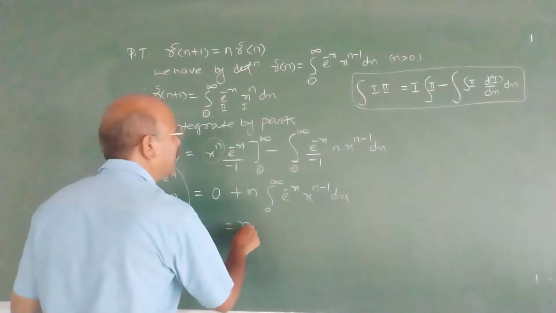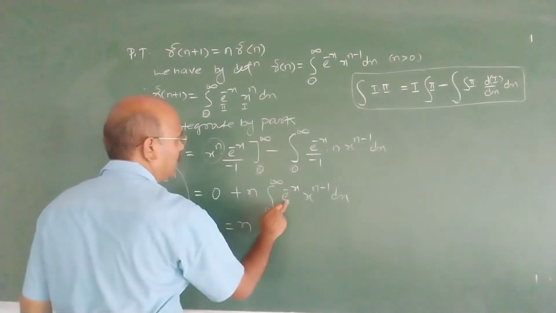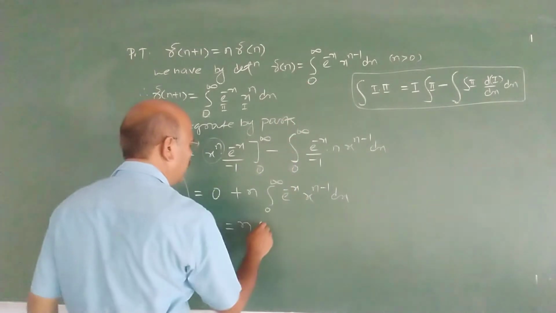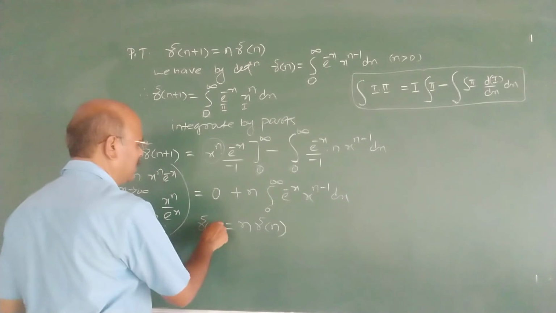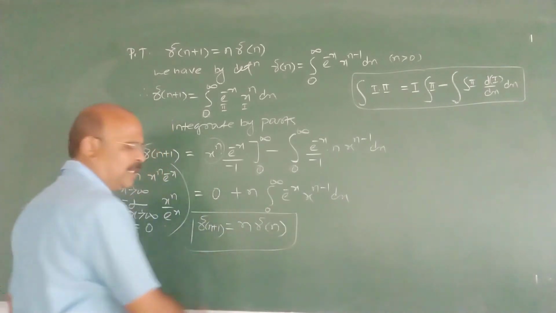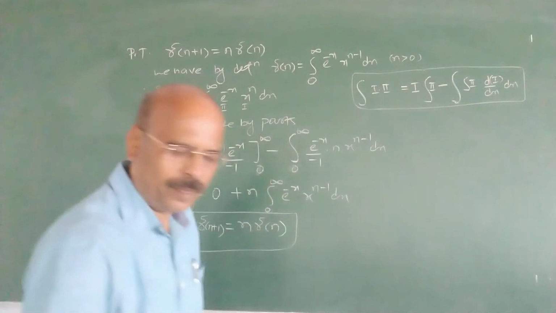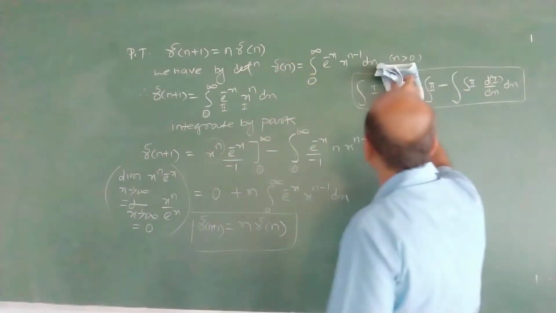And it is n times, say, what is this? Integral of e raised to minus x, x raised to n minus 1 is gamma n. So the important formula is gamma n plus 1 is n gamma n. We use this as a recurrence formula.